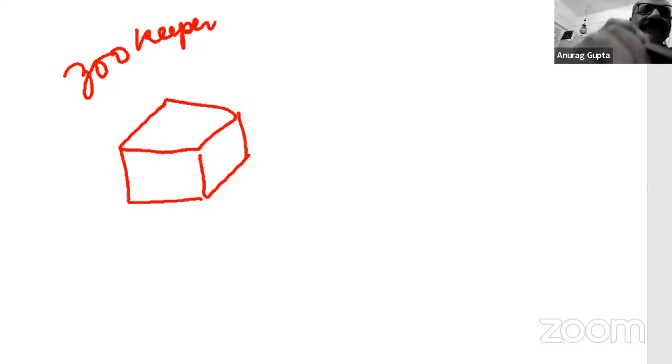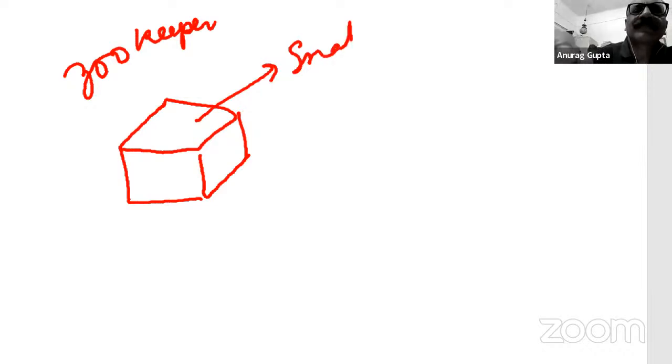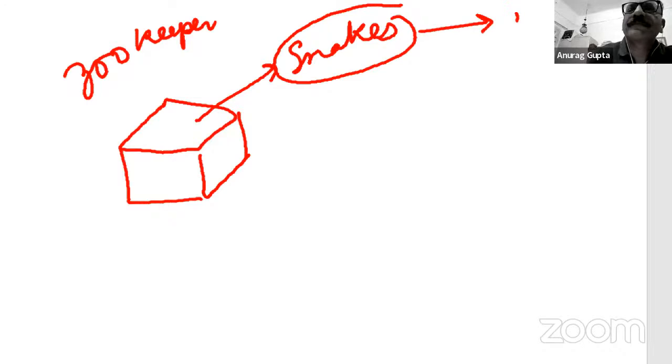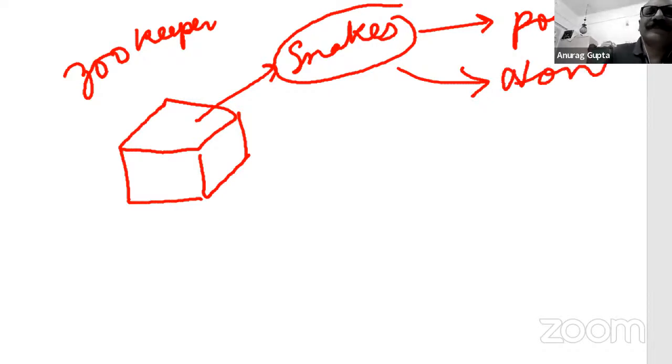Suppose most of these animals are snakes. Snakes might be poisonous or they may be non-poisonous, but you don't know what is inside the box. During handling, you may put your hand inside the box, maybe fingers go inside, and the snake can bite you. It may bite you, it may not bite you.